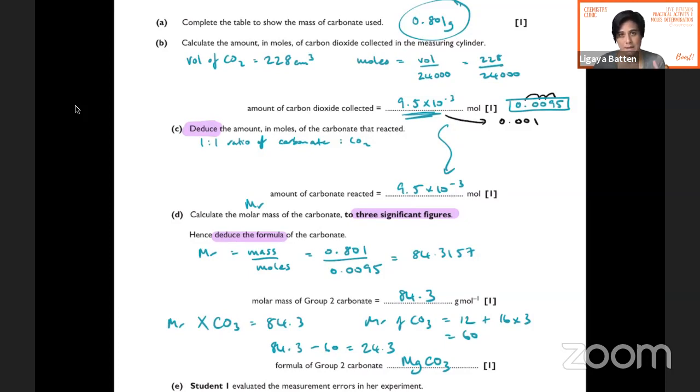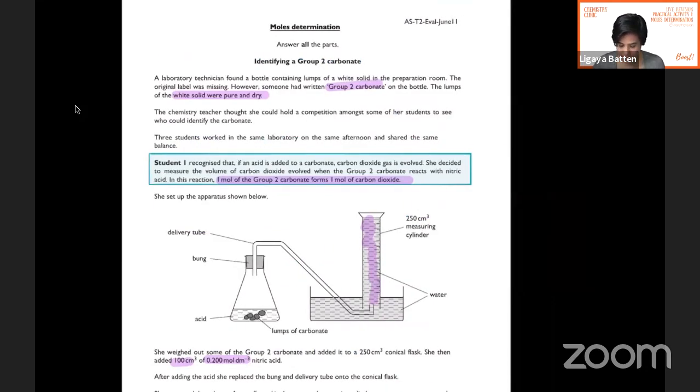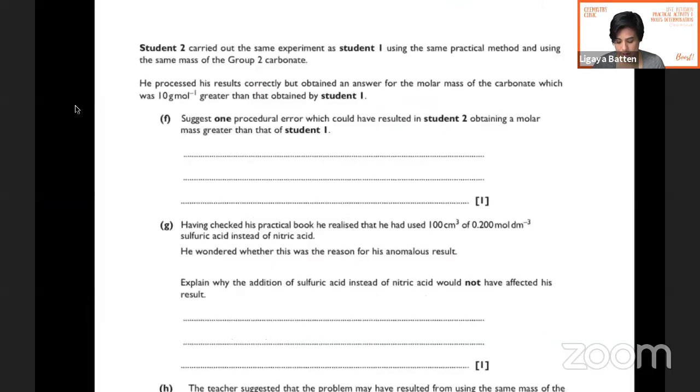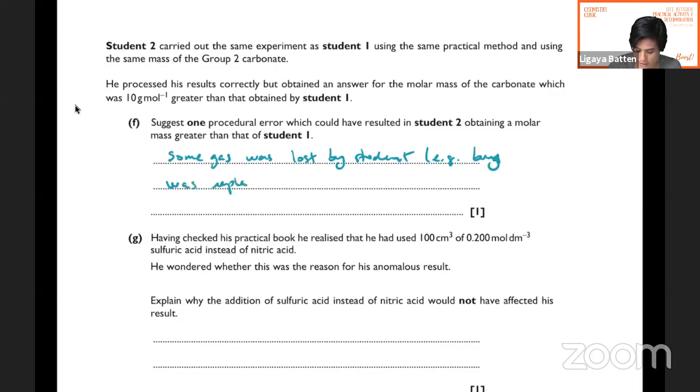And I think in terms of this practical, the fact that they set it up in the same way, I would say it's likely that we got a smaller amount of gas due to the gas being lost somewhere along the way. So student 2 lost some gas, and this could have been, for example, by not replacing the bung quickly enough. So the bung was replaced too slowly.